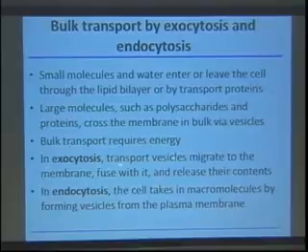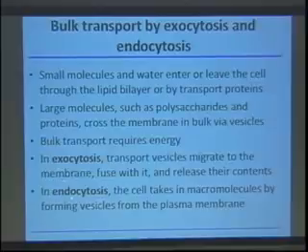Exocytosis means transport vesicles are migrating to the membrane of the cell, fusing, and releasing their contents from the cell. And endocytosis is kind of the opposite. The cell takes in a macromolecule by using a piece of the plasma membrane to pinch off a vesicle that engulfs a macromolecule and pulls it into the cell.